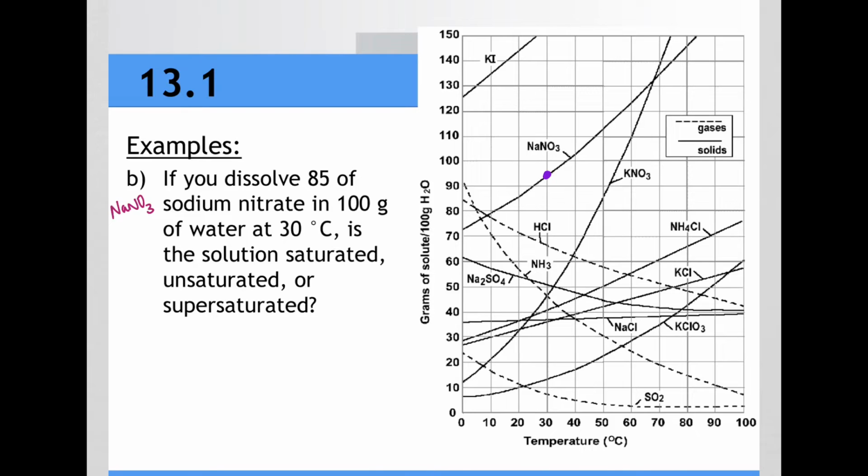Now, our solution says we dissolved 85 grams here. So 85 would actually be down here. So based on where this is, if this is our line, but the solution we're describing only has 85 grams instead of about the 94 it's possible, this would be an unsaturated solution, meaning we could still dissolve more solute, okay? And that's because our point is below the line.